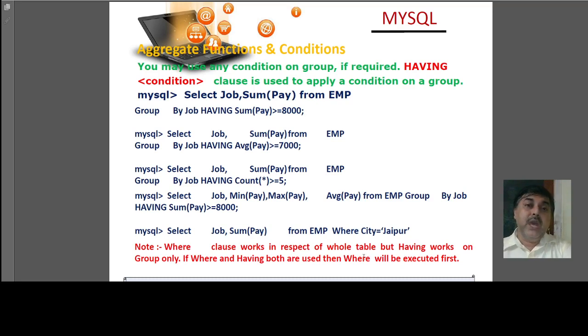The HAVING clause works like this: SELECT job, SUM pay FROM employee GROUP BY job HAVING SUM of pay greater than or equal to 8,000. Or SELECT from employee GROUP BY job HAVING average pay greater than or equal to 7,000. So this way we can give the GROUP BY clause also, isn't it? And we can use the HAVING clause also.